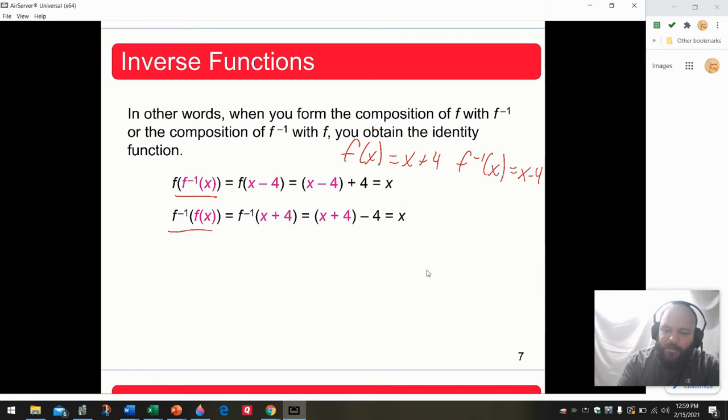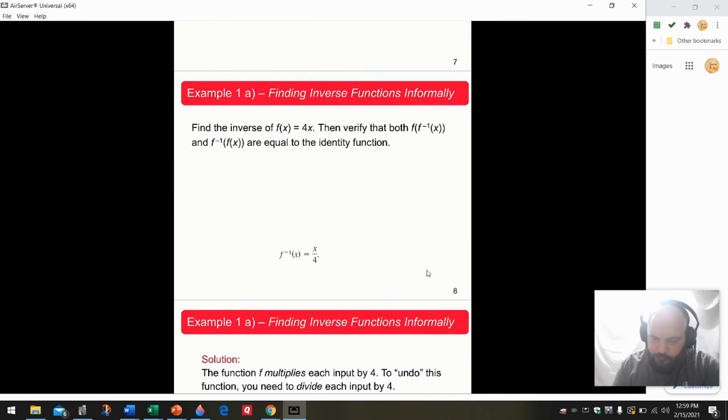So it doesn't matter how you compose them. Whenever you're proving two things are inverses, you actually need to compose them both ways. But if you compose them both ways and you get x both ways, then you can say for certain that these two functions are inverses of one another.